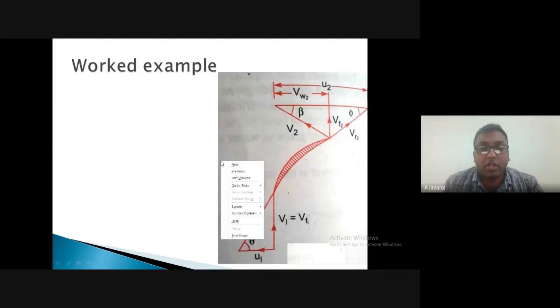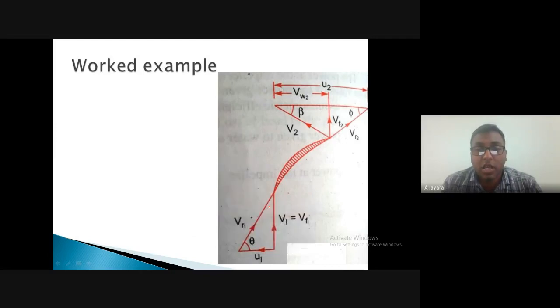This is the typical velocity triangle for this condition. Here we see v1 is entering radially. The water is entering radially because alpha is equal to 90 degrees. Here v1 is perfectly vertical. When v1 is completely vertical, it will not have any horizontal component, so vw1 will definitely be equal to 0. Also the vertical component vf1 of v1 is equal to v1, because v1 is already vertical at 90 degrees.